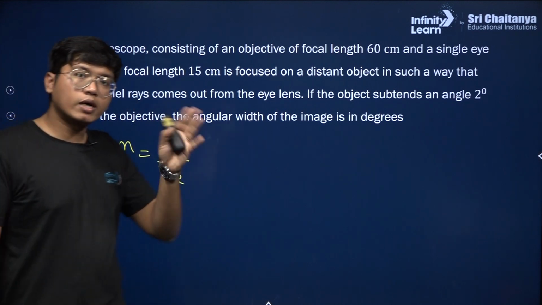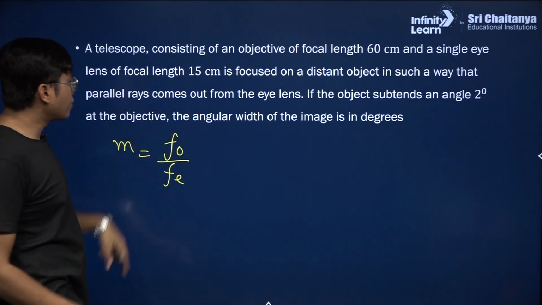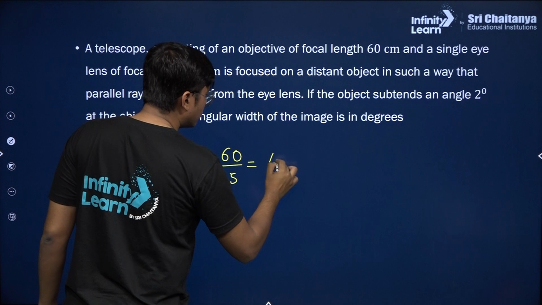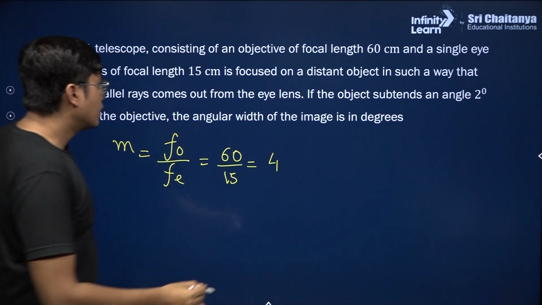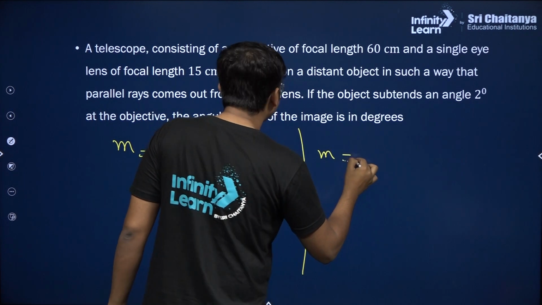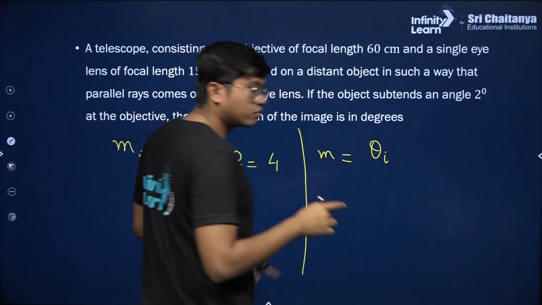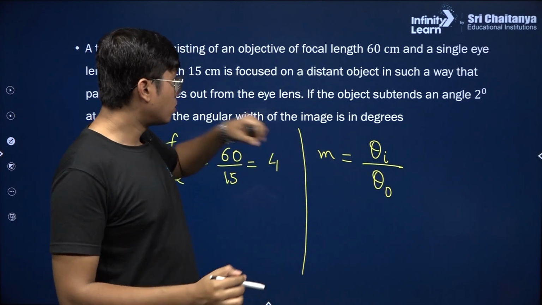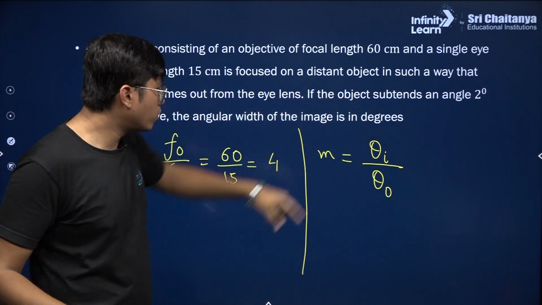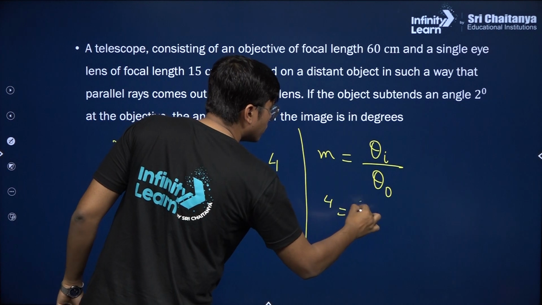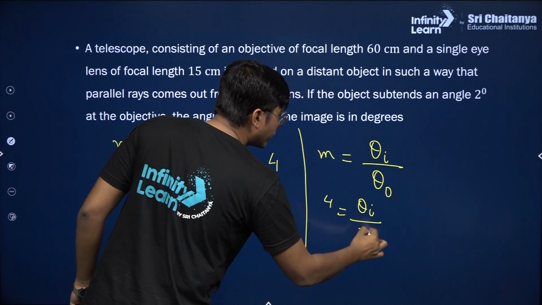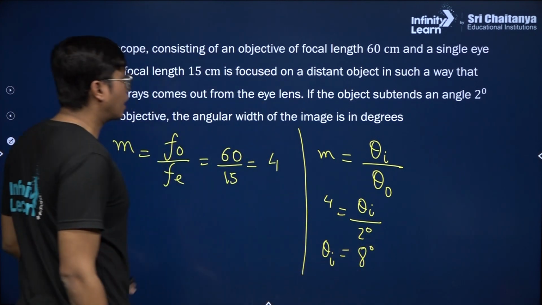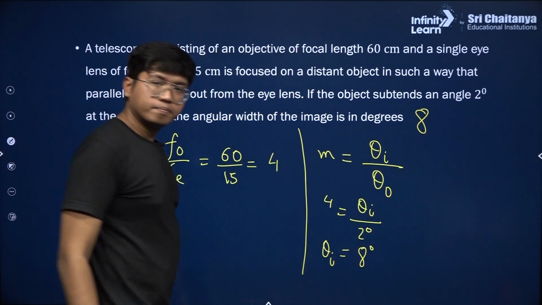which is just the objective focal length divided by the eyepiece focal length. That's 60 by 15, that is equal to 4. That is my magnification. Also I know that the magnification is equal to the angle of the image divided by the angle subtended by the object, theta I by theta O. The object subtends an angle of 2 degree, it is given to us. So m is 4, theta I is what we need to find, theta O is 2 degrees, so we get theta I as equal to 2 degree into 4 is equal to 8 degrees. So the answer for this is 8.